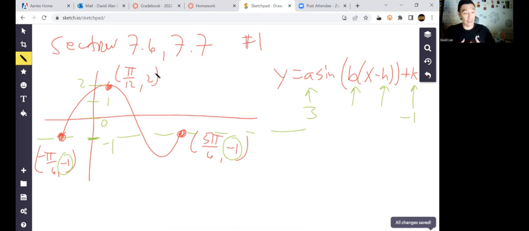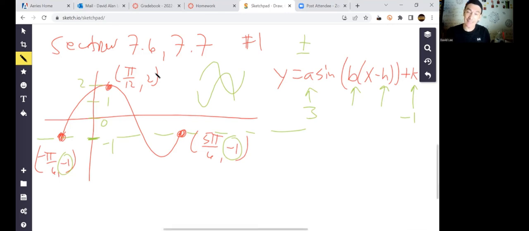Now let's decide right here, right now. Should A be positive or negative? Well, if the graph runs up and then down, it's positive. If the graph runs down and then up, it'd be negative. So based on my picture, it's going to be +3. Another thing, H. H is the x coordinate of the beginning. The beginning x coordinate is -π/6. So I know what H is. It's always the x coordinate of the beginning.